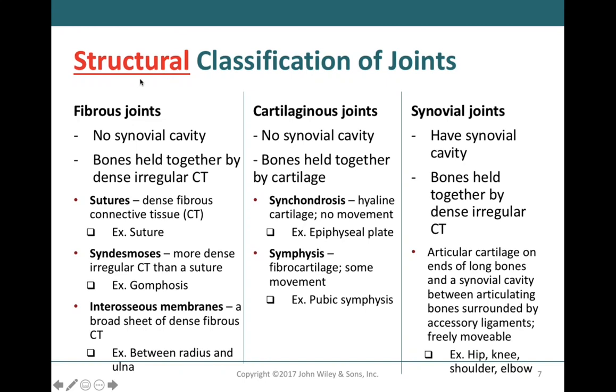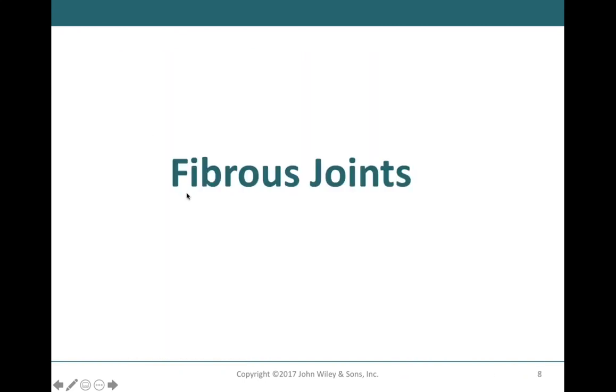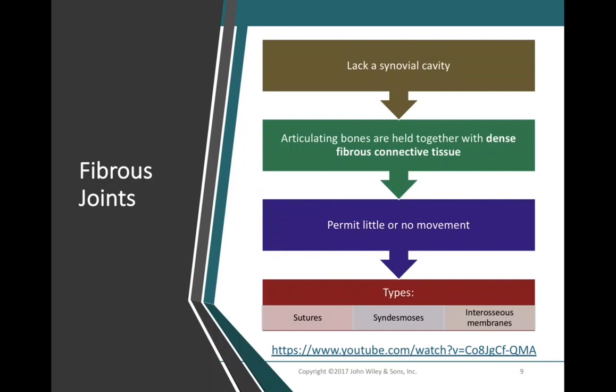So these are our three structural classifications for joints. We're going to go into each of these in a little bit more detail. So fibrous joints are named because they have that dense fibrous irregular connective tissue. Every time we try to structurally classify joints, we need to be thinking about our two criteria. Is there or is there not a synovial cavity? And what type of connective tissue is playing a role in keeping this joint together? So fibrous joints will not have a synovial cavity, and they'll be held together by that dense irregular connective tissue.